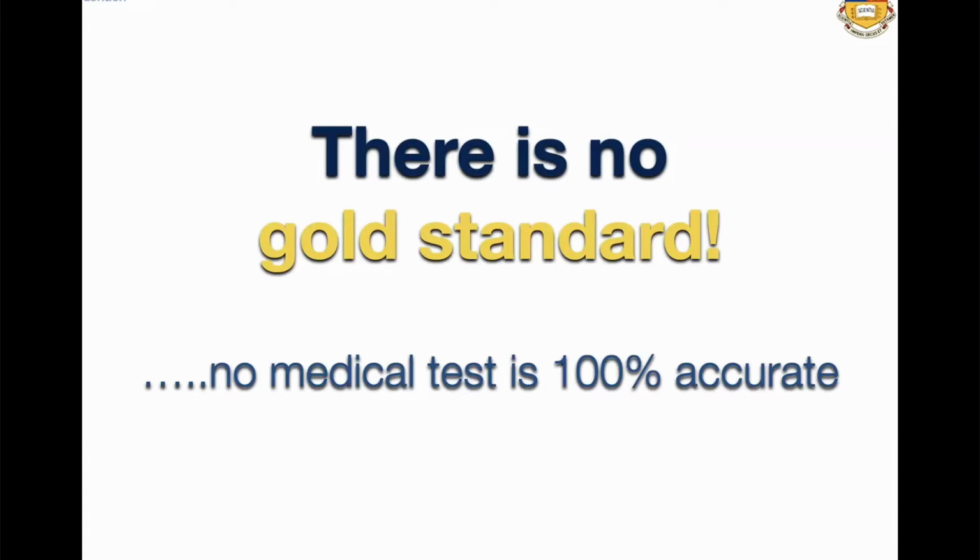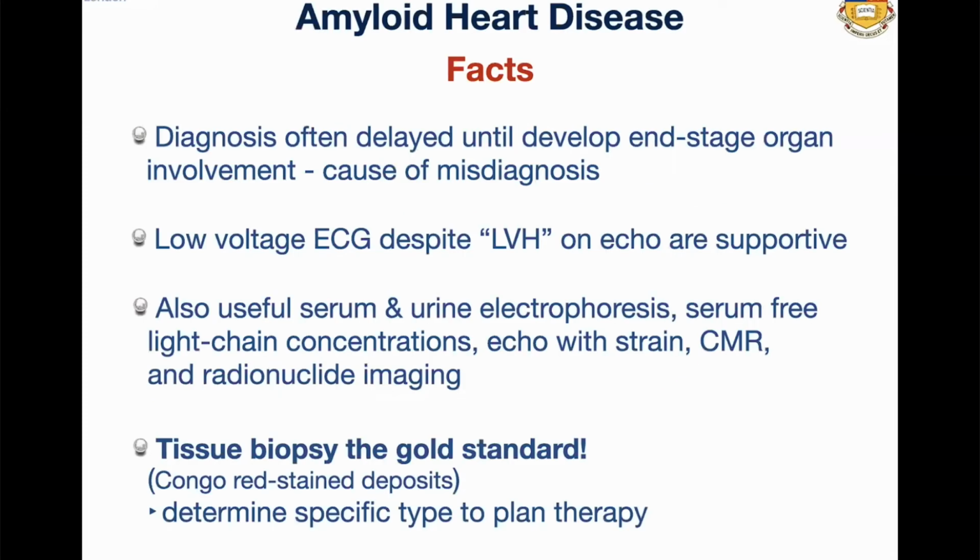The diagnosis of amyloid heart disease is often delayed until patients develop end-stage heart failure, and there is often a misdiagnosis. Low voltage ECG, despite increased wall thickness. ECG is very important. Look outside the box. Also useful are serum and urine electrophoresis for light chain concentrations, and deformation imaging, as we will see, is very, very important.